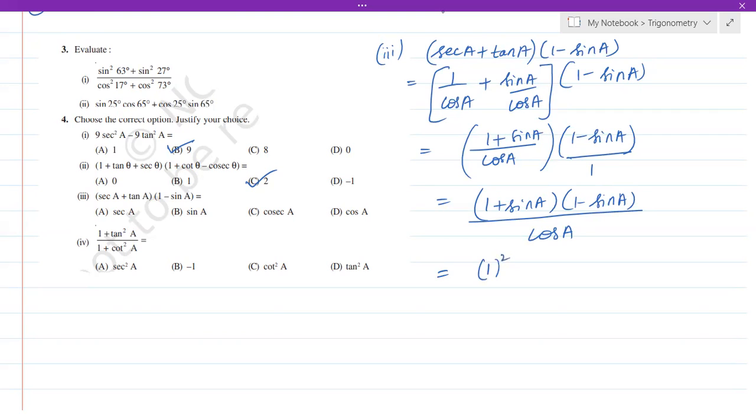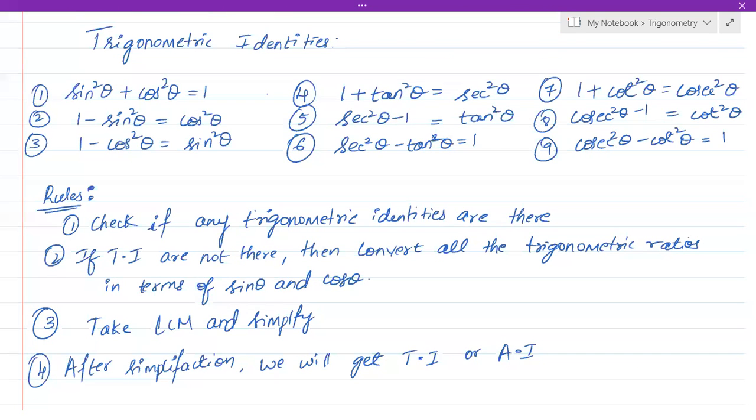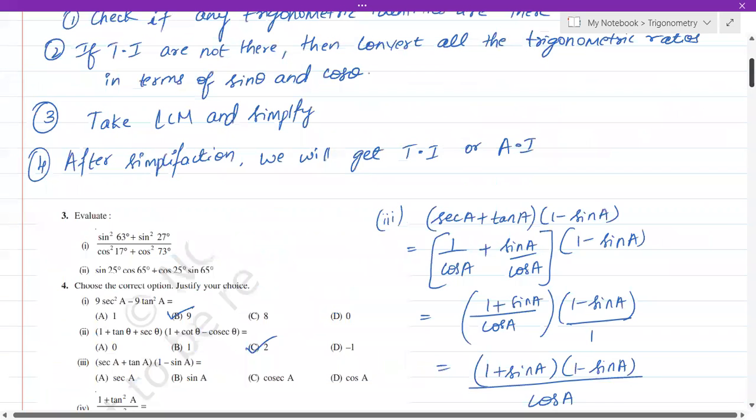A, that is 1 square, minus B square, where B is sine A, so sine A the whole square will become sine square A. Divided by cos A. So 1 square is 1 minus sine square A, divided by cos A. But if you remember, we had an identity. Just check the second one. 1 minus sine square theta. Instead of theta, we have got A now. So 1 minus sine square A will become what? Cos square A.